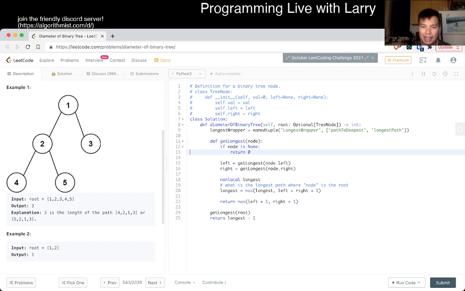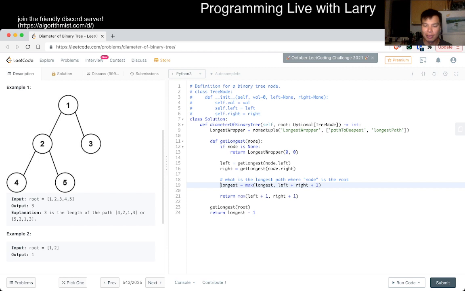Now if node is none, what does that mean? Wait, am I using this right? Oh, whoops, I think this should have. So then now the path to the deepest is going to be 0, and then the longest path is also going to be 0. Yeah, and then for left and right we get these things, and we don't need this anymore. But yeah, longest path then, right, is just equal to the max of.